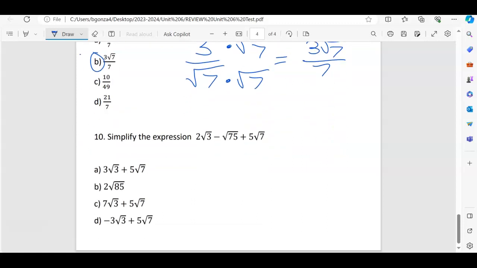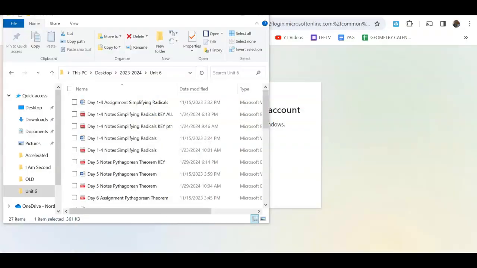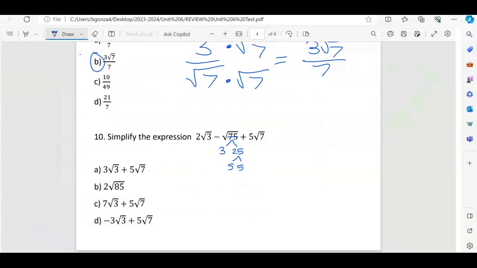All right, and then number 10. Now look, this looks like you can't add it together, but none of these answer choices match rewriting it. But that's because look at this right here. This can break down. 2 doesn't go into it, but 3 does. 3 times 25. 25 is 5 times 5. All right, whoa, whoa, whoa. So I actually have a pair of 5, loner 3.